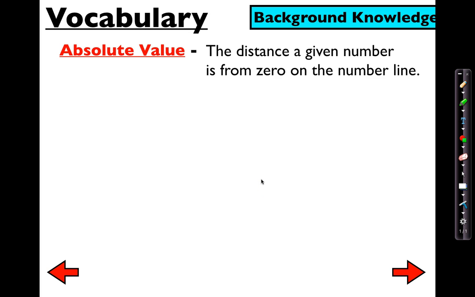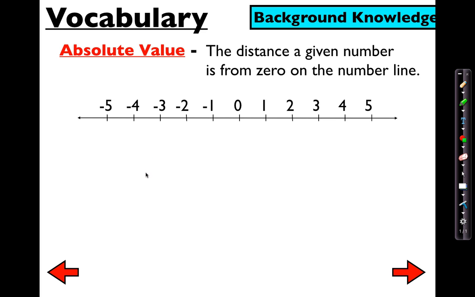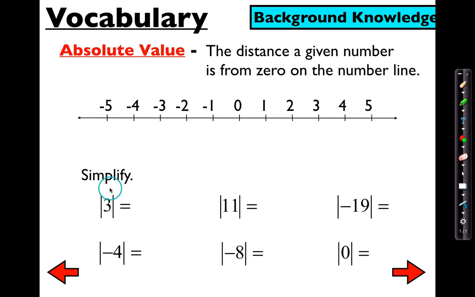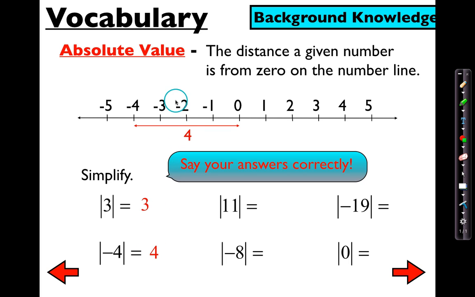Remember that absolute value is the distance a given number is from 0 on a number line. So note, the absolute value of a negative number is positive. Why? Because there's no such thing as negative distance. So for example, the absolute value of 3 is 3. The absolute value of negative 4 is still only 4 because it is a distance. Notice from 0 to 4, negative 4 is 4 units apart.